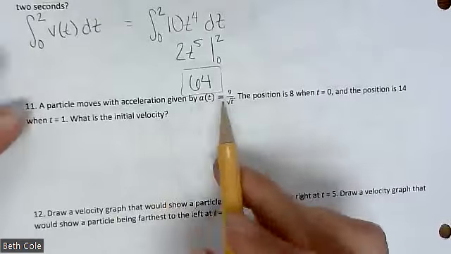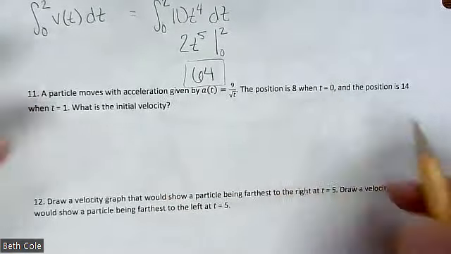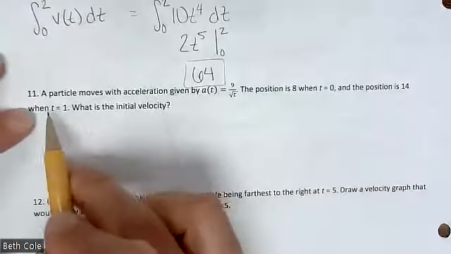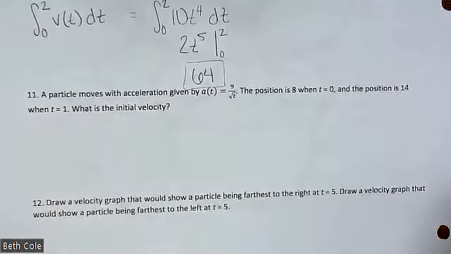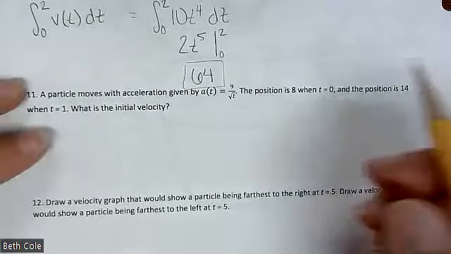All right. A particle moves with acceleration given by that awful thing. Position is 8 at time 0 and position is 14 at time 1. What is the initial velocity? This is one of these ones where you kind of just have to start with what they give you and see where it takes you. It's kind of like they gave us all this information. Let's just see what we've got.